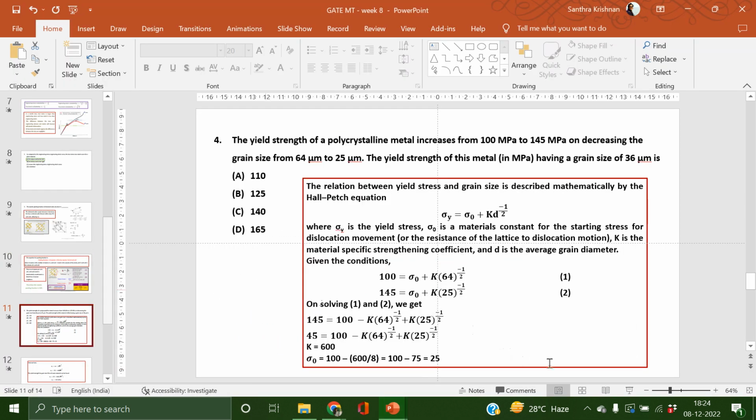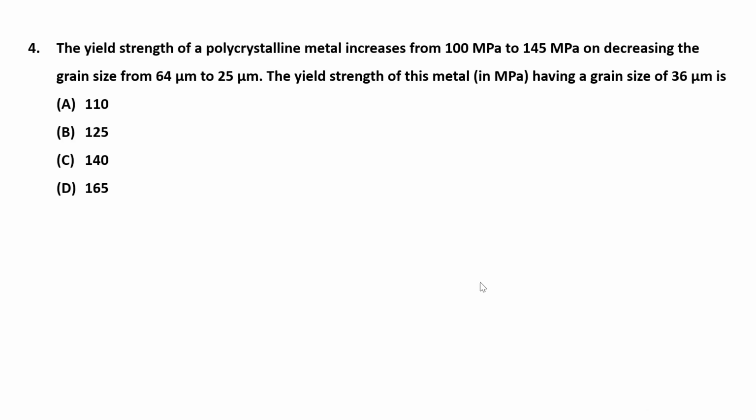Okay. So this is the final question for today. The yield strength of a polycrystalline material increases from 100 MPa to 145 MPa on decreasing the grain size from 64 microns to 25 microns. The yield strength of this metal in MPa having a grain size of 36 microns is, so that is how we will be doing. This question is based on the yield strength of a polycrystalline metal with respect to the grain size.